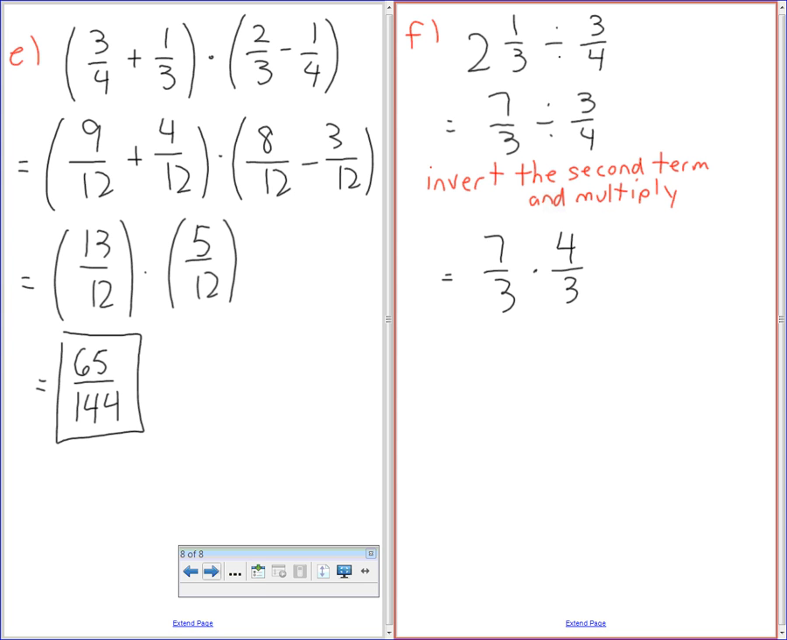7 over 3 times 4 over 3. What does that turn into, please? 21. Okay. Good. Over 28 over.